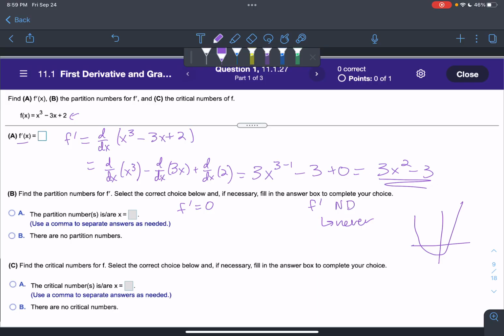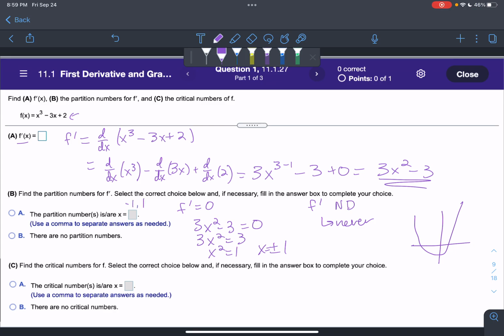But our derivative can equal 0, so our derivative 3x squared minus 3 can equal 0 when we rearrange it a little to find when my x is plus minus 1, right? So negative 1 and 1.